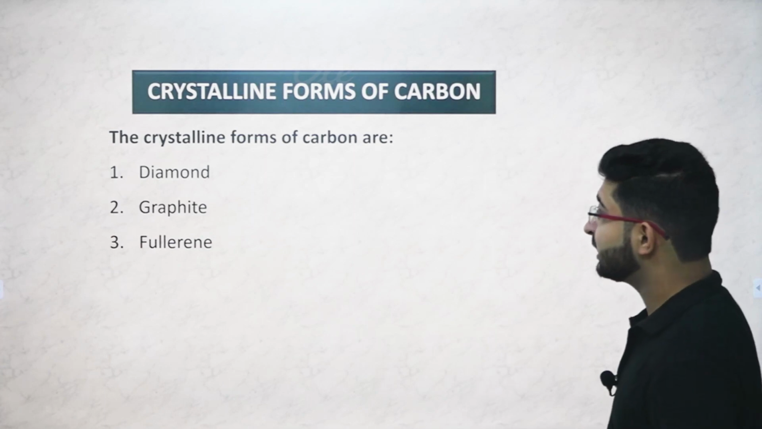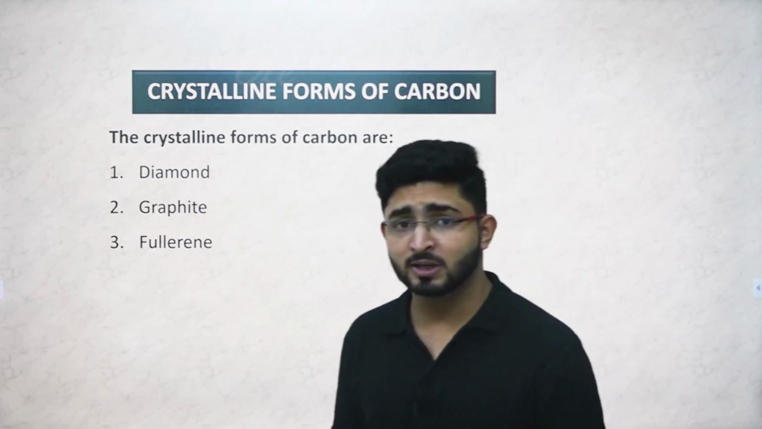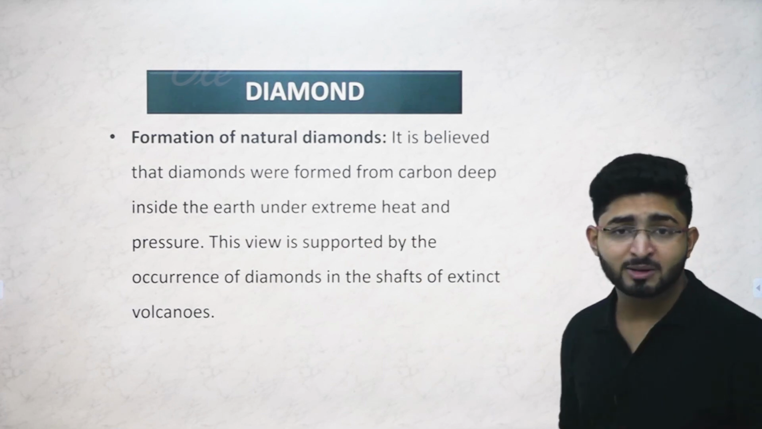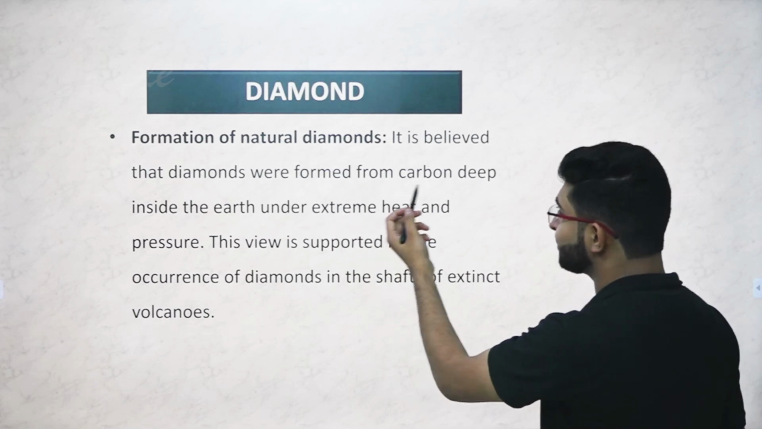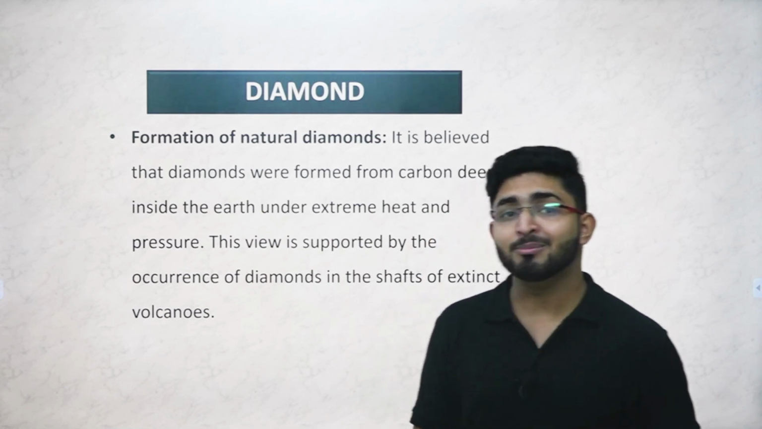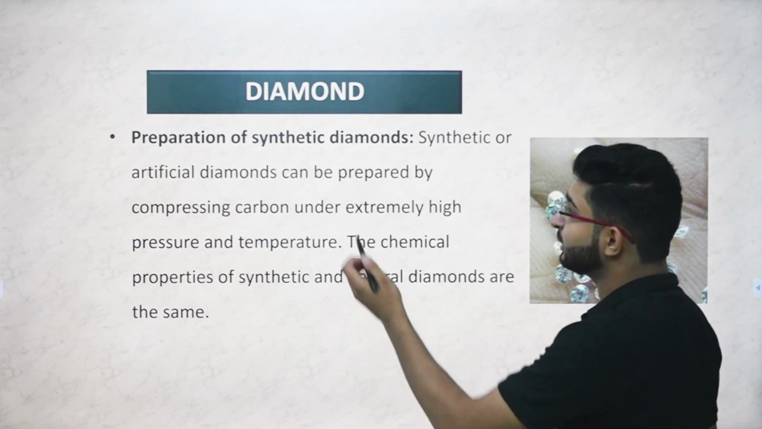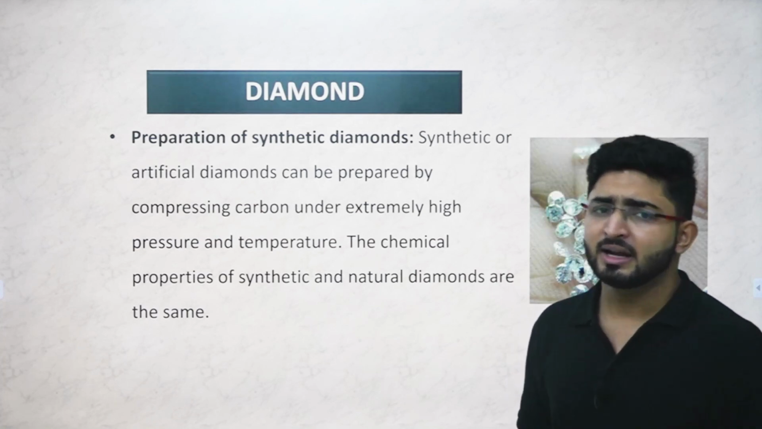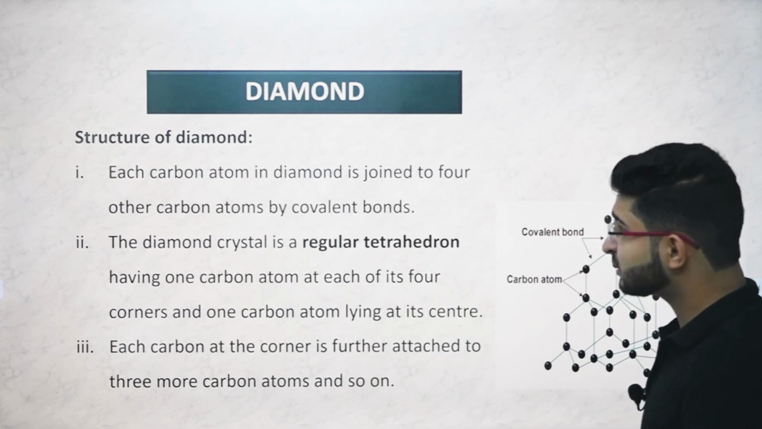Moving ahead, we also studied the crystalline forms of carbon in detail. The three types are diamond, graphite and fullerene, and we discussed diamond: what diamond is, and how natural diamonds are formed. We studied that it is believed that diamonds were formed from carbon deep inside the earth under extreme heat and pressure. Under the extreme heat and pressure, the natural diamonds are formed under the crust of the earth. And we also studied the preparation of synthetic diamonds, which is done by applying high temperature as well as extremely high pressure on the carbon.